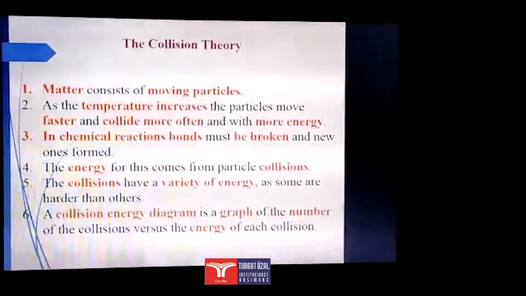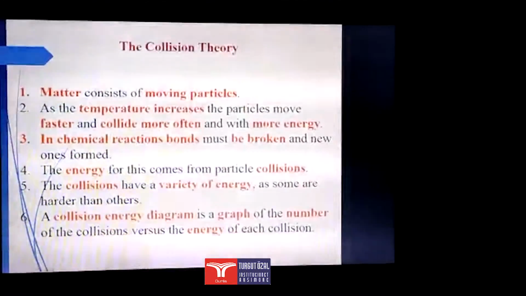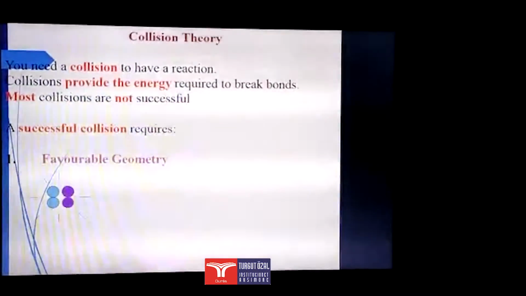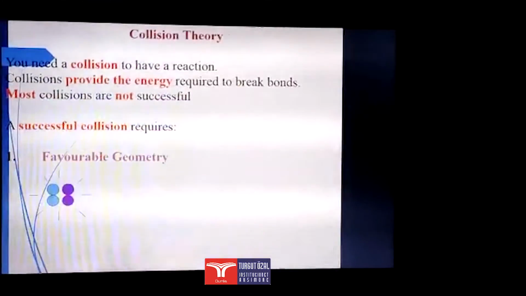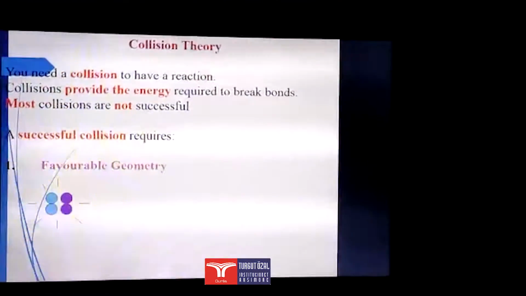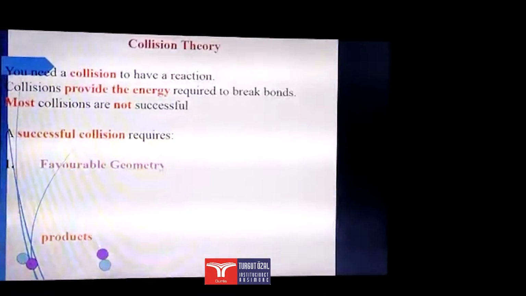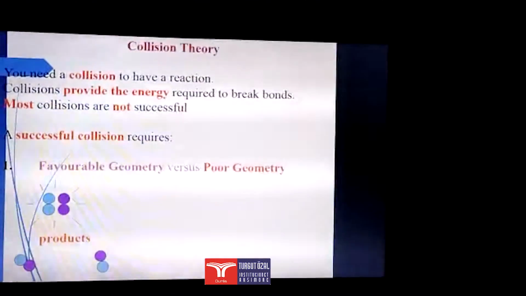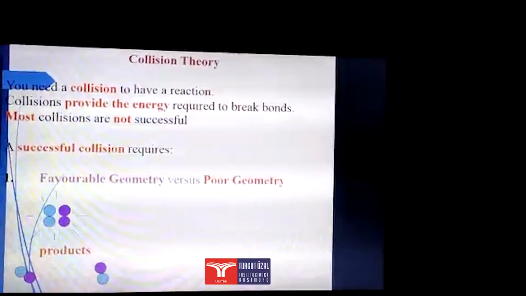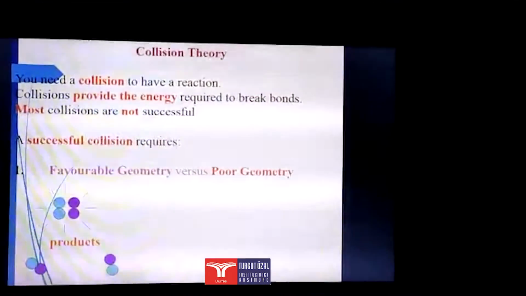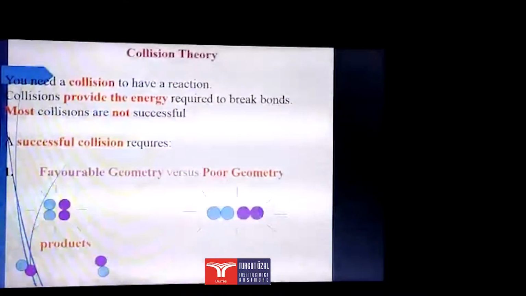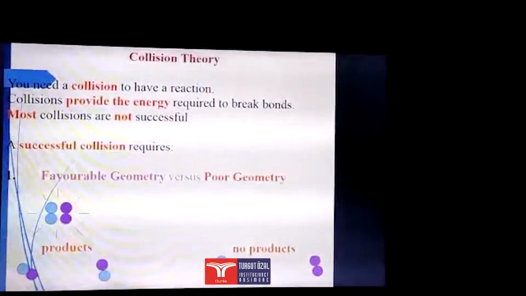A collision energy diagram is a graph of the number of collisions versus the energy of each collision. You need a collision to have a reaction. Collisions provide the energy required to break bonds. Most collisions are not successful. A collision requires favorable geometry. In the first case, two vertical molecules bump into each other, or collide, as we just learned, and they form new products, versus a poor geometry. If we have two linear compounds, they collide with each other but they don't form new products.